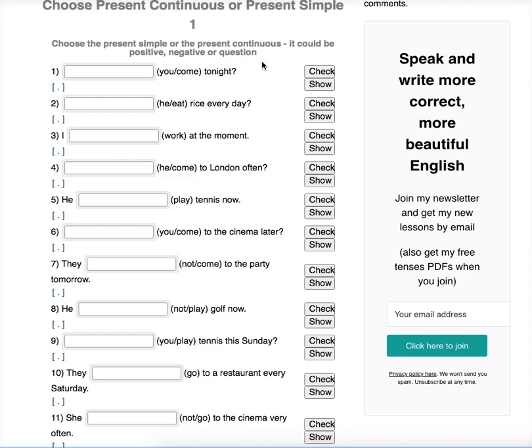Here we go. I am going to call you one by one and you are going to tell me how to complete it, okay? So let's begin with Sophie. Sophie, number one. You have you, come, and tonight. Look at this, tonight. So how can you complete it? With simple or continuous? Sophie.